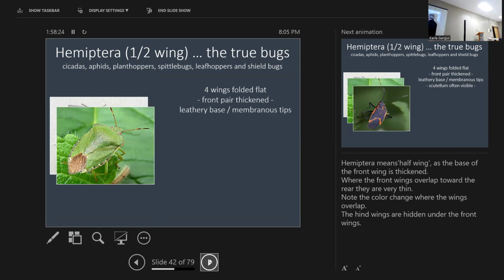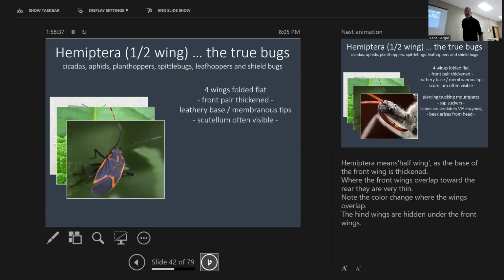It feeds on a lot of different plants, piercing, sucking mouth parts, drinking the juice of plants. Basically a leathery base and membranous sides. This one is a box elder bug that feeds on box elder. And so it's got a leathery structure here and these kind of membranous structures there. Again, what you don't see is the sucking mouth part, which is what they do their damage with.